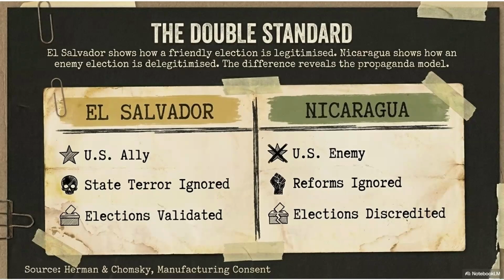We can even compare the voting procedures. In El Salvador, transparent ballot boxes and ID stamping were treated by some outlets as a sign of anti-fraud seriousness. But in Nicaragua, greater attention was given to secrecy, literacy, registration, and voter protection. So the same standard was not applied across cases. For an ally, elections legitimized. For an enemy, elections were delegitimized. That is the propaganda model in action.